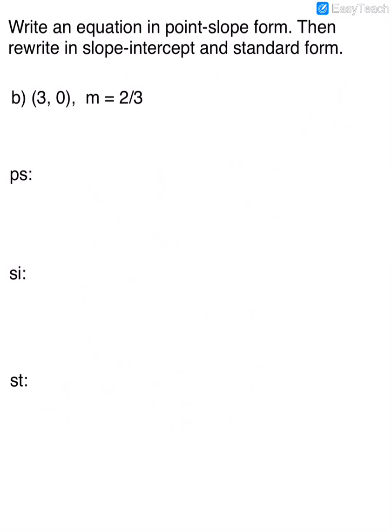So for point slope form, y minus y sub 1. So my y sub 1 is 0. Equals m, so that's 2/3, times x minus x sub 1, which is 3. Okay, so that is point slope form. To get it in slope-intercept form, I need to get the y by itself. Well, y minus 0 is just y.